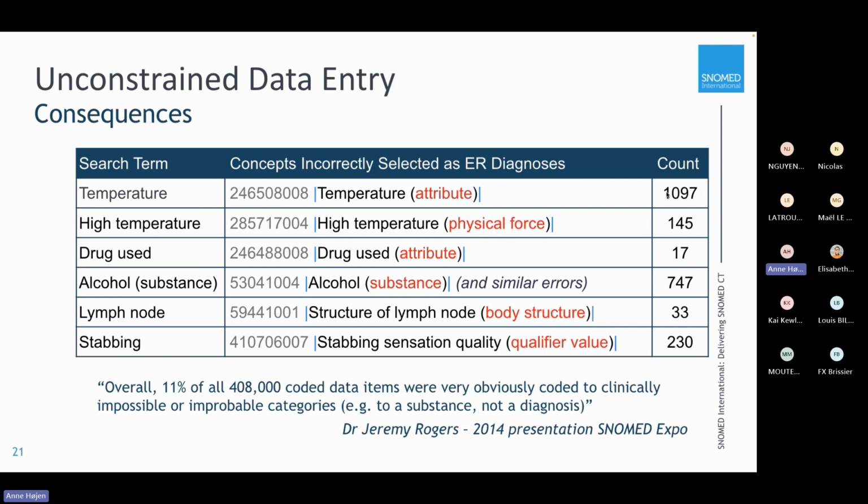You can see here that more than 1,000 times the concept temperature was added, but this concept is an attribute, so that means a relationship in SNOMED CT. It's not a clinical concept. High temperature is a physical force. So it's the force of actually having a high temperature, so that can be used to maybe define the temperature in the air or something. Again, I understand why someone may have searched for high temperature, because it's obviously fever that is intended. But because we are not constrained to diagnosis or findings, we don't get the finding here.